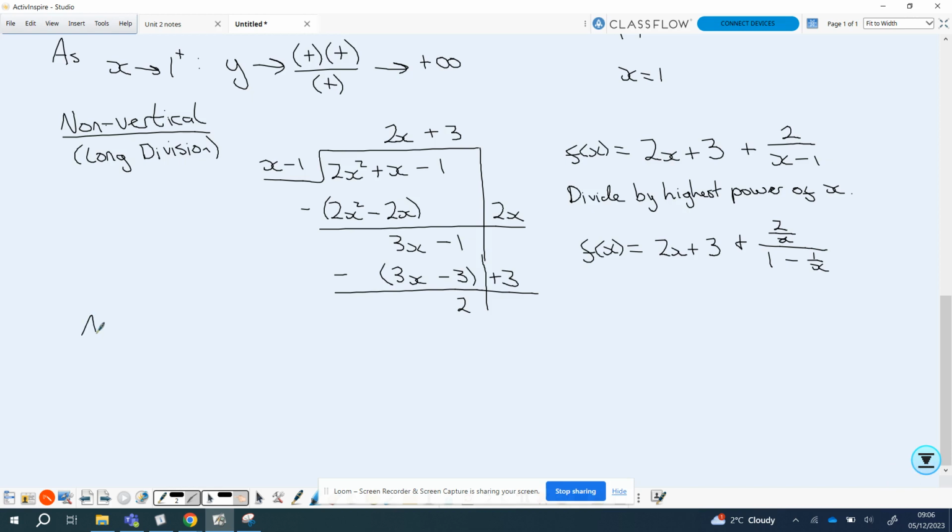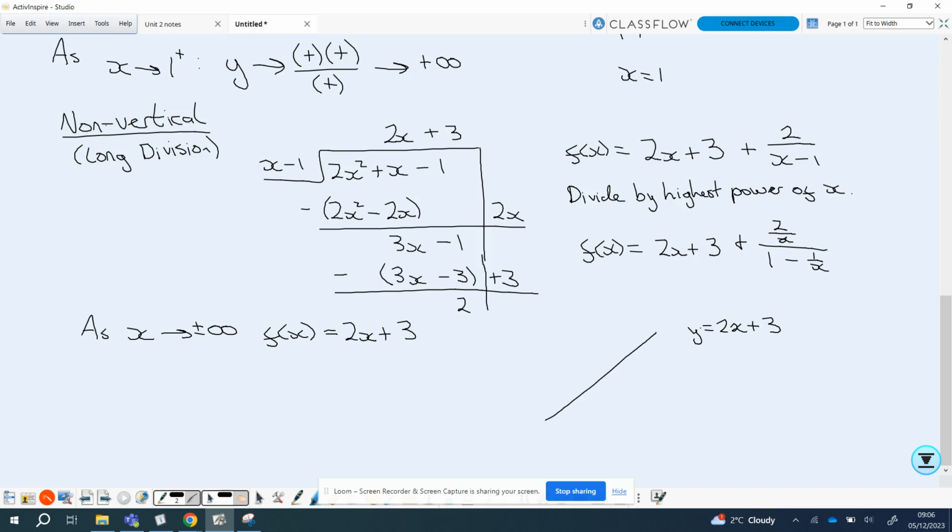So as x goes to both positive and negative infinity, what does our asymptote actually look like? Well, our function f of x just becomes 2x plus 3. That means we've got a line with a gradient of 2 going through the y-intercept at 3. So y equals 2x plus 3, a positive slope like that. So we've got a non-vertical asymptote, one with a gradient.